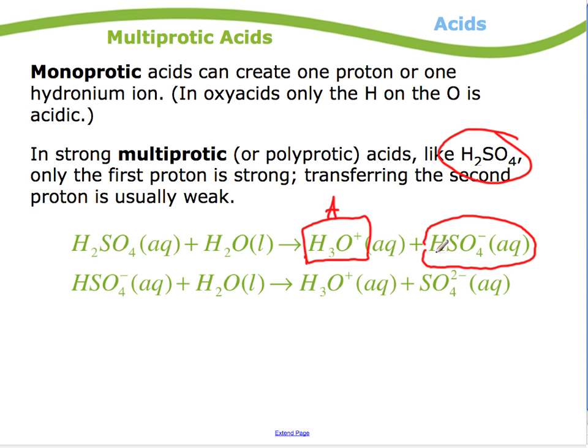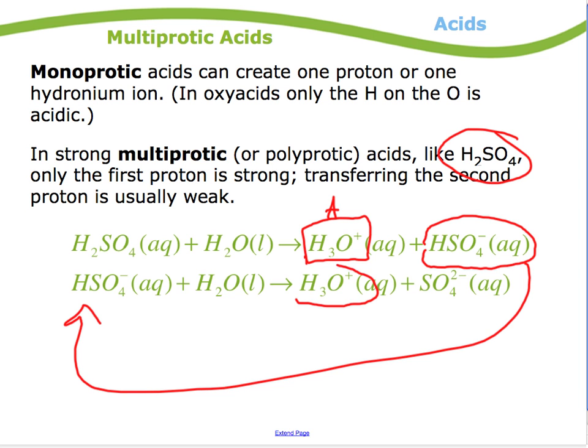also has another hydrogen. So I could take that and react it again with water to form a hydronium ion, which again gives me acid. And if I lose that hydrogen, it'll become a sulfate ion. So some acids like H2SO4, and phosphoric acid is another example, can give away multiple hydrogens. This is an example of a multiprotic acid.